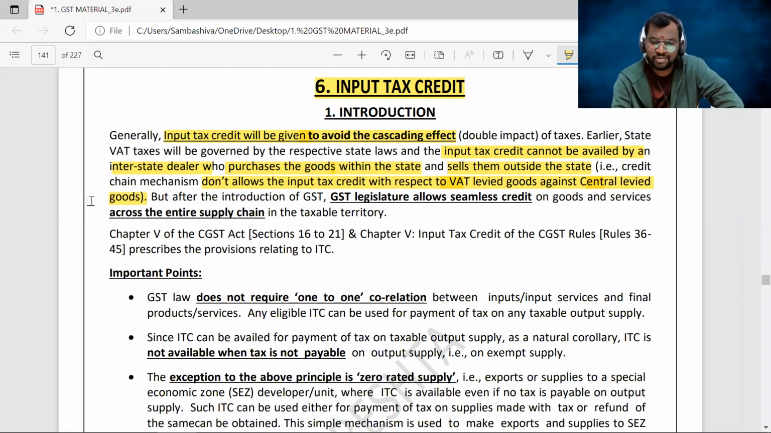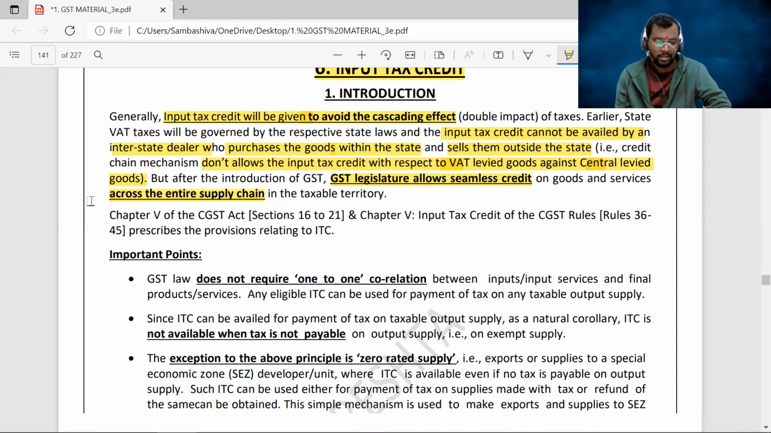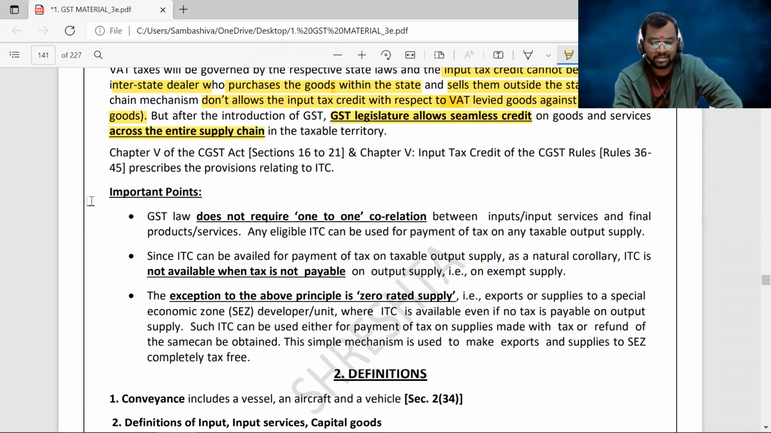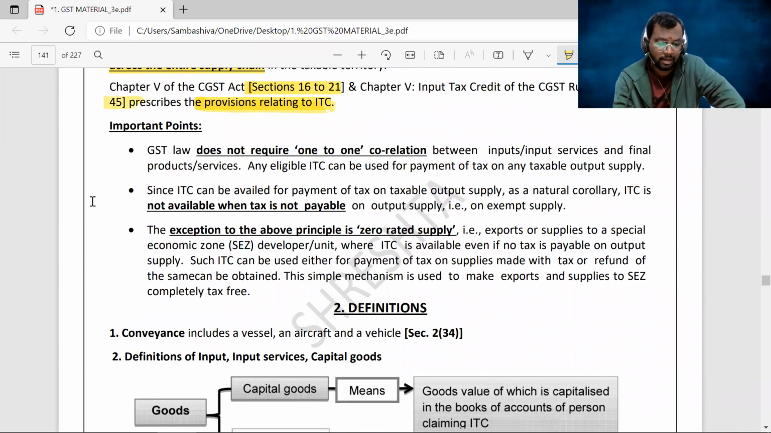But after the introduction of GST, the legislature allows seamless credit on goods and services across the entire supply chain in the taxable territory. So chapter 5 of the CGST Act, that is section 16 to 21, and chapter 5 of the CGST rules, that is rule number 36 to 45, prescribe the provisions relating to input tax credit. Okay, now, right. So look at some important points here.